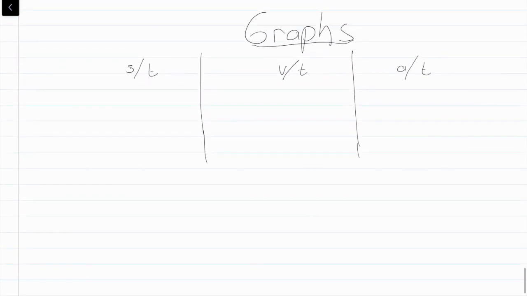Okay, so we have three different types of graphs. We have displacement time graphs, velocity time graphs, and acceleration time graphs. All of these are related in some way, and we'll see how they are related in a bit. But first, the displacement time graph. So what does that look like?